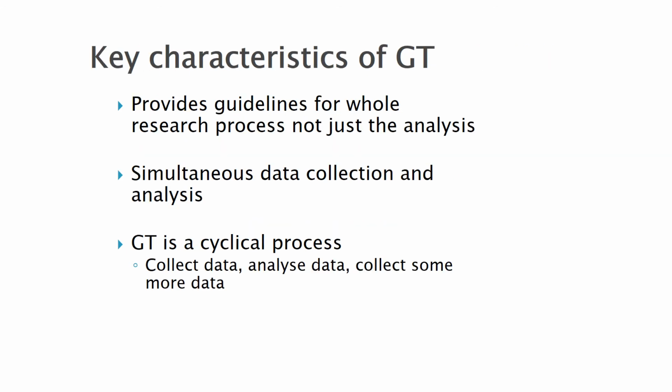So the key characteristics of grounded theory: it provides guidelines for the whole research process and not just the analysis. Data collection and analysis happen simultaneously. And grounded theory is a cyclical process. You collect data, analyze data, and collect some more data.